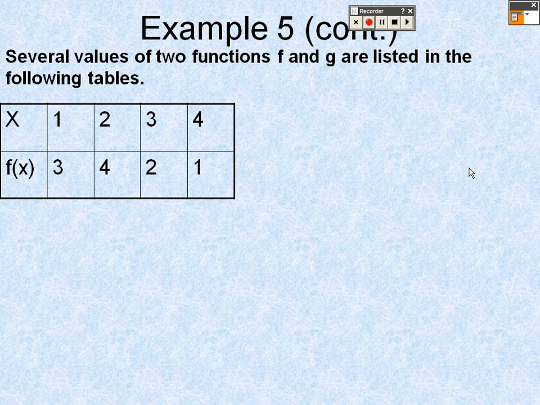Alright, and we will continue on with more tables when we come back.